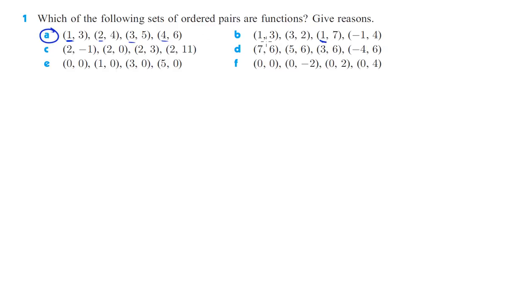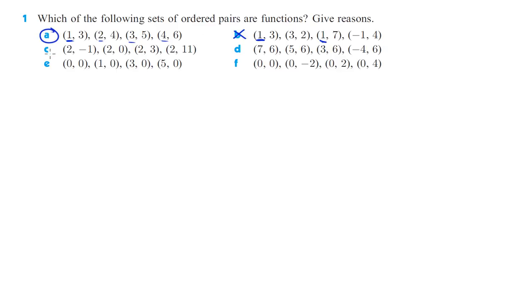Okay, so B, (1, 3), (1, 7). We have two 1s, and those 1s have different Y's, so this one is not a function because you couldn't plug 1 into a function and get 3 one time, and then plug 1 in and get 7 another time. That doesn't make sense. That means this is not a function.